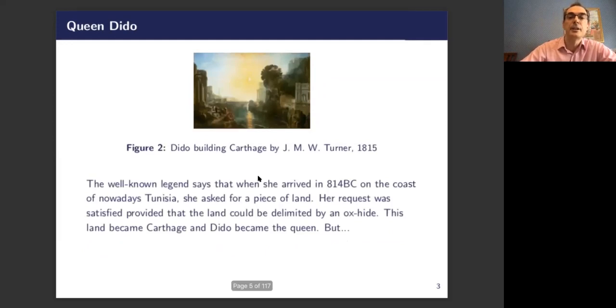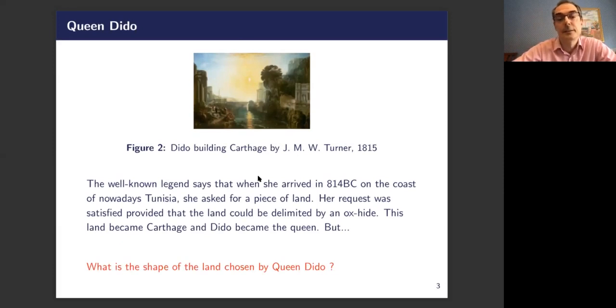And the legend says that when Queen Dido arrived on the coast of Tunisia, she asked for a piece of land. So the request was satisfied by the local king, provided that the land could be delimited by an ox hide. So the legend says then that this land became Carthage and Dido became the queen. But the question is, what is the shape of the land chosen by Queen Dido?